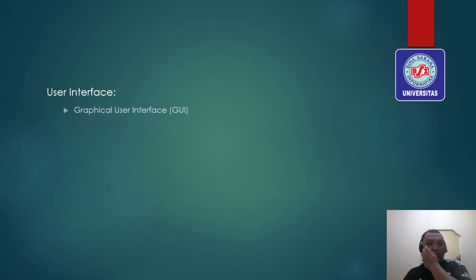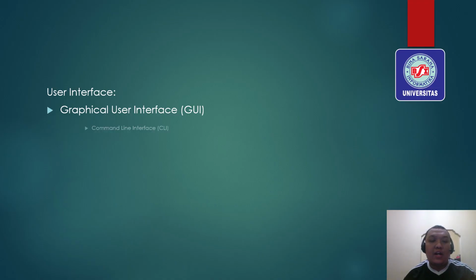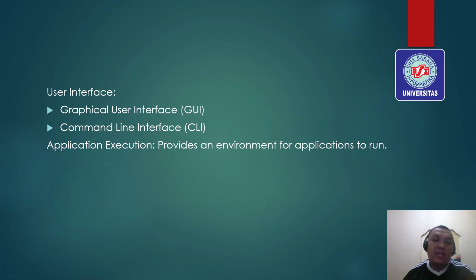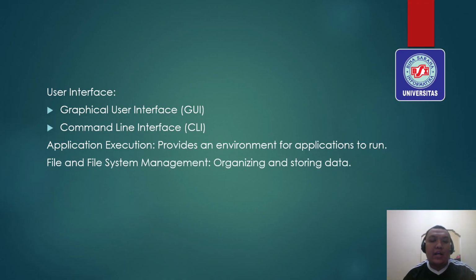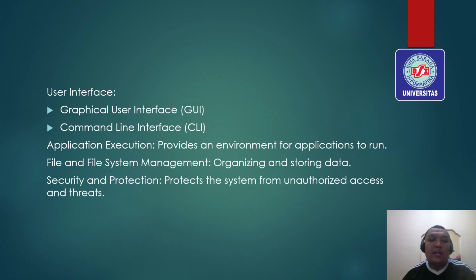Oh, there are 6, sorry. User interface, graphical user interface or GUI, command line interface or CLI, and then application execution, which provides an environment for applications to run, file system management for organizing and storing data, and then security and protection, which protects the system from unauthorized access and threats.